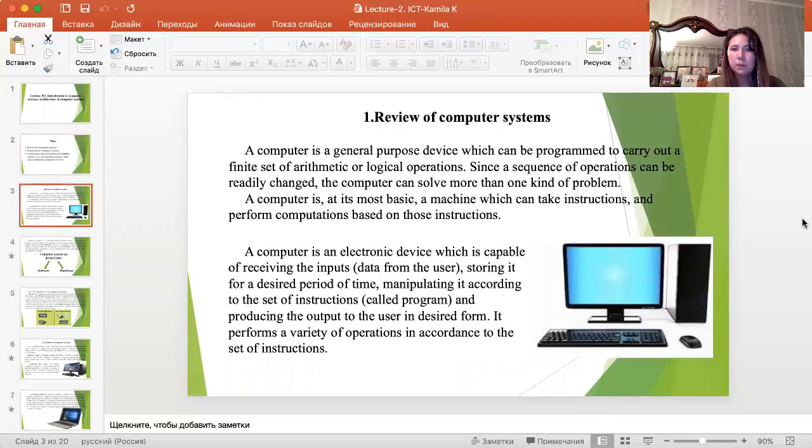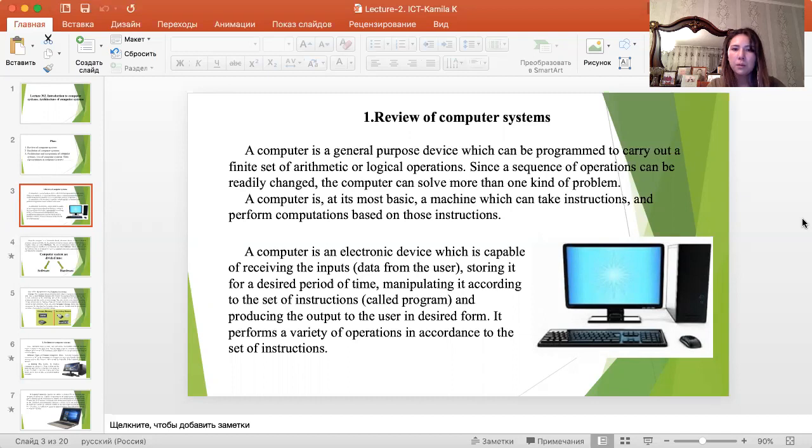Review of computer systems. A computer is a general purpose device which can be programmed to carry out a finite set of arithmetic and logical operations. Since a sequence of operations can be readily changed, the computer can solve more than one kind of problem. A computer is, at its most basic, a machine which can take instructions and perform computation based on those instructions.